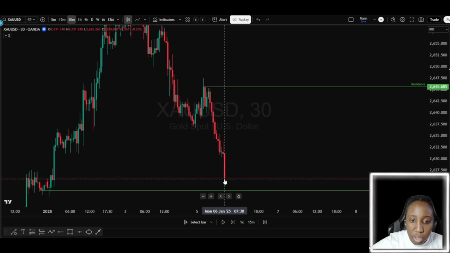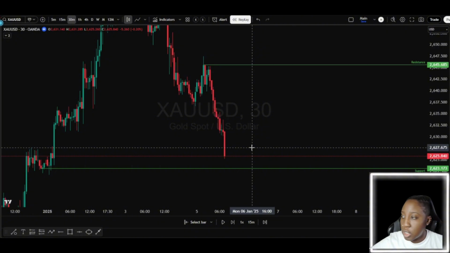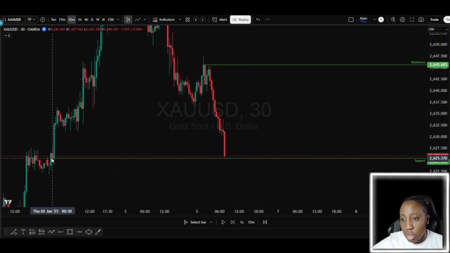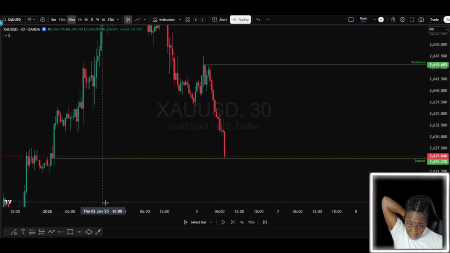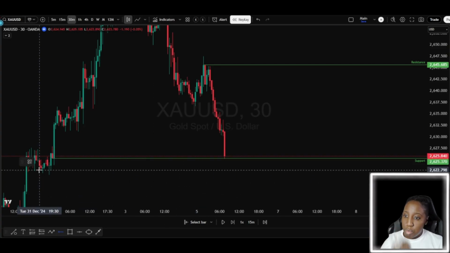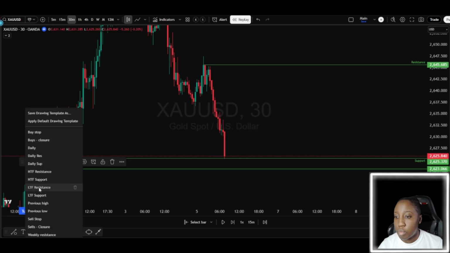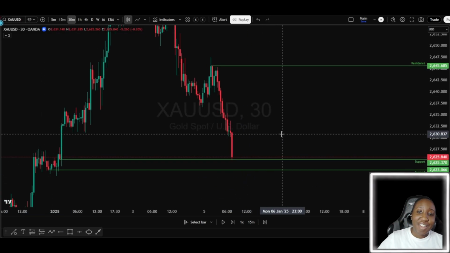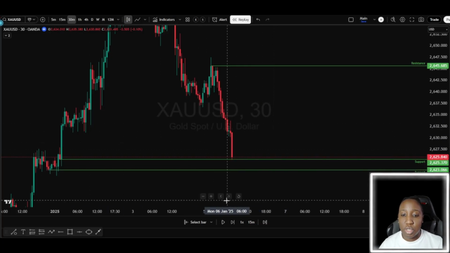Okay, so what time is it? This is 7:30. So we've come down to this support here. In fact, I should put this one in. But we have two. Let me put both of them in. This is literally how I backtest. Put in all the levels. All right, so we've retested this level.